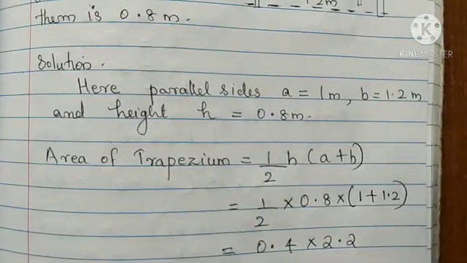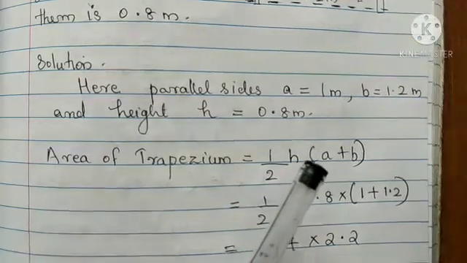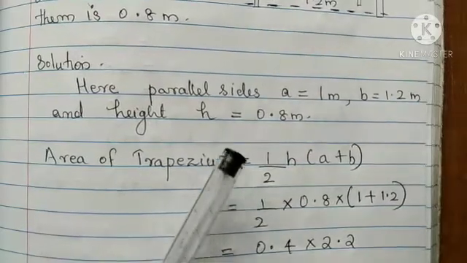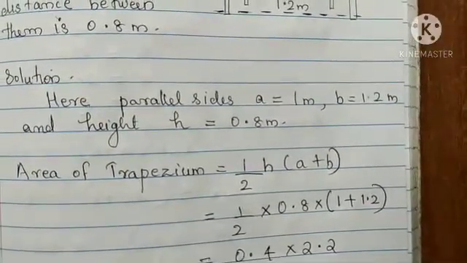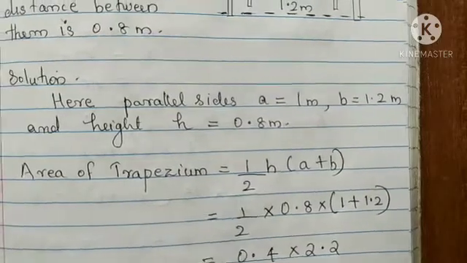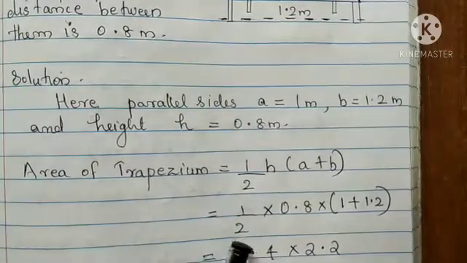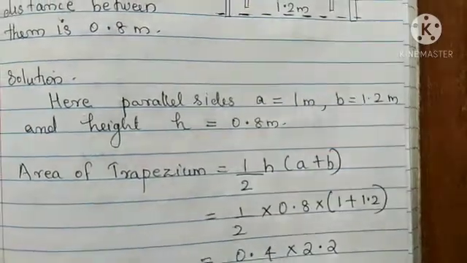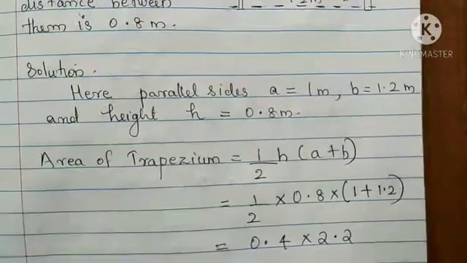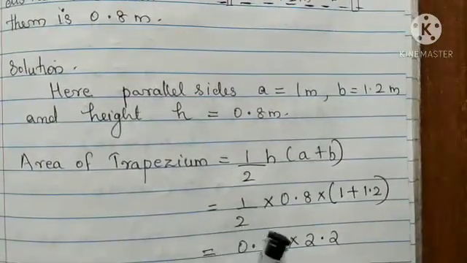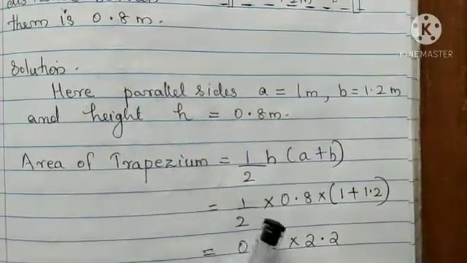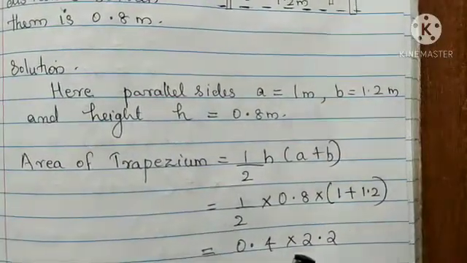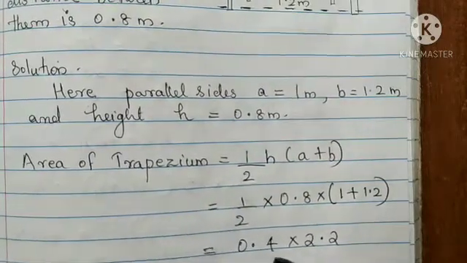Parallel sides A is equal to 1 meter, B is equal to 1.2 meter, height H is equal to 0.8 meter. Here we can use directly the formula area of trapezium half H into A plus B. H is 0.8. The given measurements are in meter. So half into 0.8 into 1 plus 1.2, that is A plus B. So 0.8 divided by 2 we will get 0.4. 1 plus 1.2, 2.2. So 0.4 into 2.2.